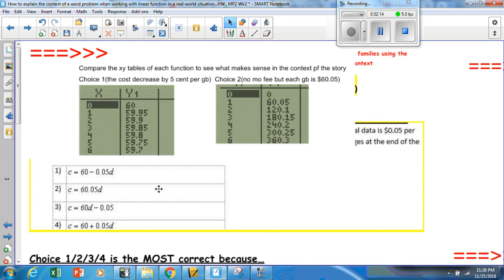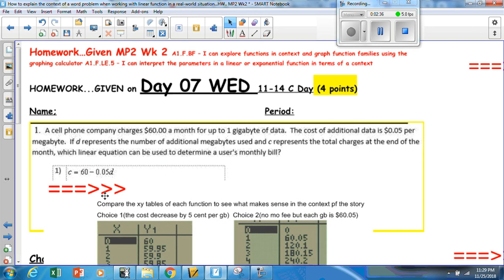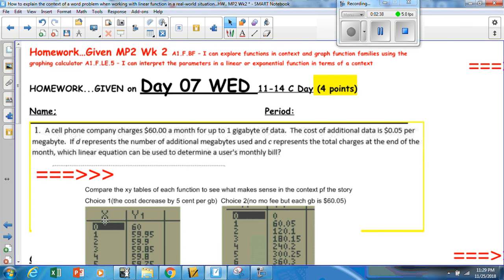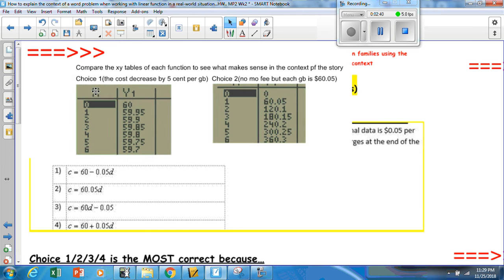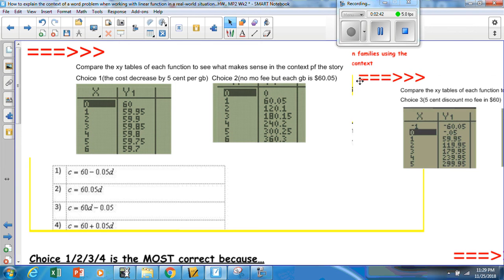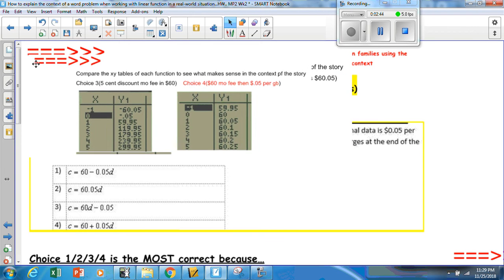Hmm. Now look at choice 2. Choice 2 says there's no monthly fee, but each megabyte or gigabyte costs $60. So if I go to 2, that's $120.10. Does that make sense in the context of this story? I would submit no. Both of those don't make sense. Let's keep looking at it.